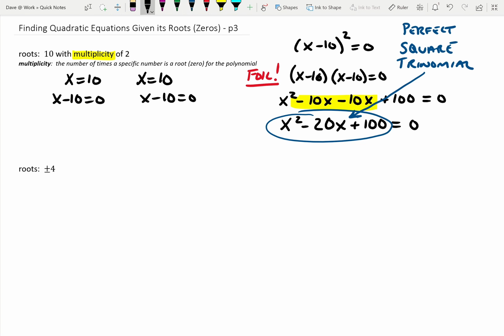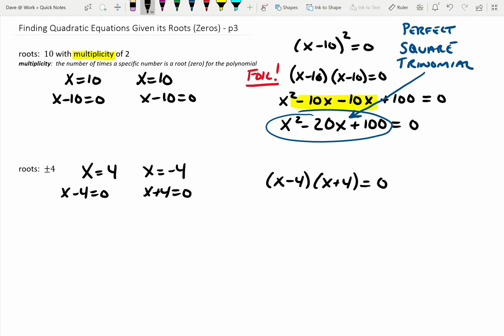Let's look at my second example where I have x equals both positive 4 and x equals negative 4. If I were to generate the equations that will generate the factors, I will come up with x minus 4 and x plus 4 multiplied together, of course, equaling 0. You might recall when you see factors like that, these are known as conjugate factors. And what will happen is when I FOIL those terms out, I should expect the middle terms to drop out.